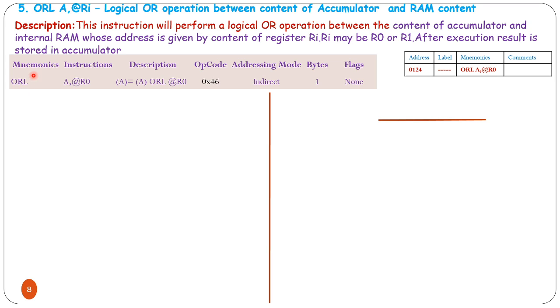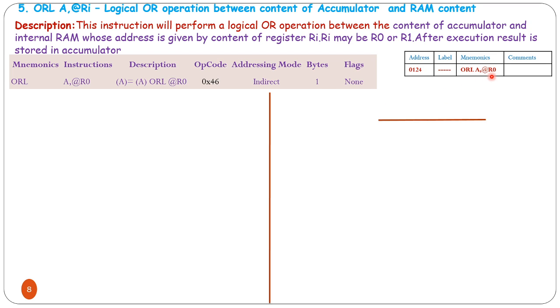So this instruction having mnemonics ORL A comma @R0. The content of R0 gives the indirect address of random access memory. That content is logically ORed with accumulator. Result is stored in accumulator. Having operation code 46H, indirect addressing, 1 byte instruction, flags are not affected.